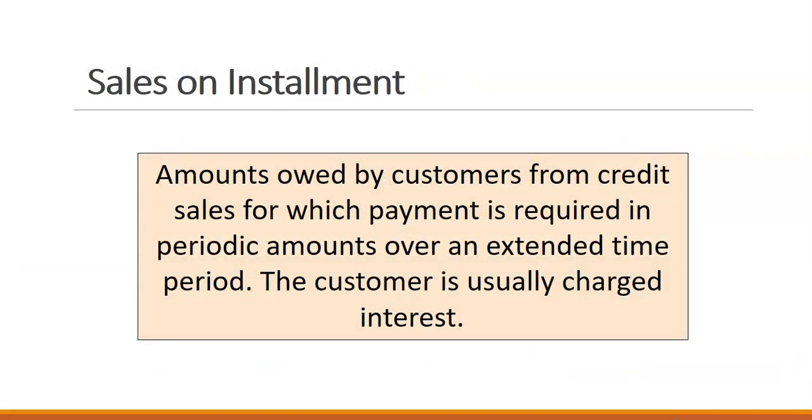We can also have sales on installment. This is when customers owe us money and that payment is required in periodic amounts over an extended time period. We're generally charged interest as a customer. Examples of sales on installment would be a car purchase, where you make a monthly payment for 60 months or 5 years, or even a furniture purchase, where you might have 3 years with no interest if you pay a specific amount every month and have it paid off within 3 years.